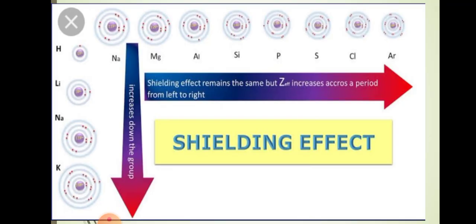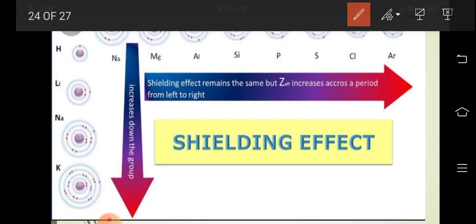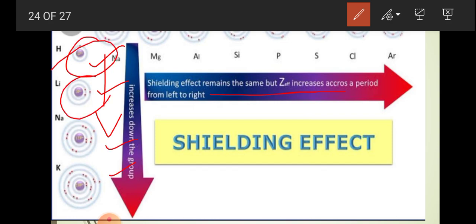Okay, the shielding effect remains the same across the periods. Clear? In a period, the shielding effect remains constant. And when we move from top to bottom, an increase in the shielding effect occurs, because the number of shells increases. Hydrogen has 1 shell, lithium 2 shells, sodium 3 shells and potassium has 4 shells. So the number of shells increases from top to bottom. That's why the shielding effect also increases. So there is a decrease in the ionization potential or ionization energy.